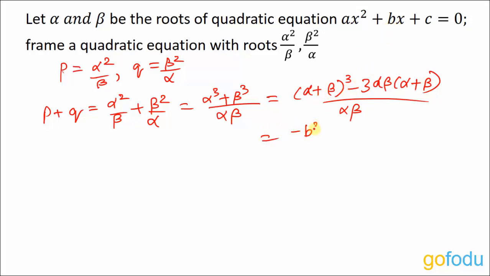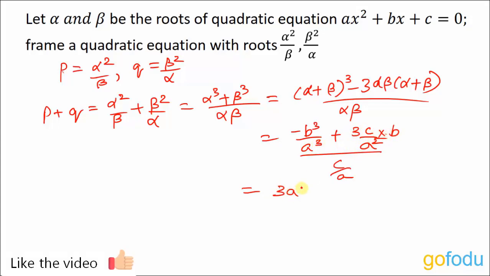So this will be minus b cube upon a cube minus 3 c by a into minus b by a. Alpha plus beta is minus b by a. Minus and minus will become plus b by a. A into a will be a square upon alpha beta, that is c by a. And if I take LCM here, this will be 3abc minus b cube upon a cube into c by a, which will be a square into c.